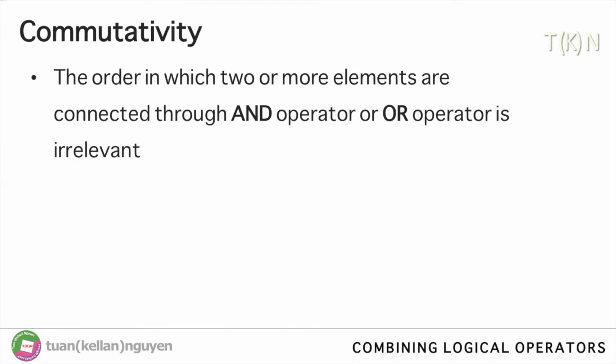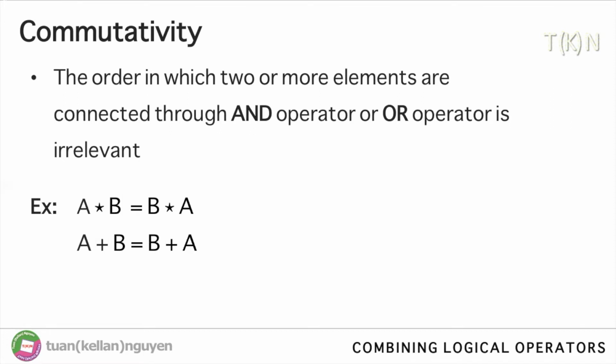First, the commutativity rule. This rule means the order in which two or more elements are connected through the AND operator or the OR operator is irrelevant. For example, A and B is equivalent to B and A. Likewise, A or B is equivalent to B or A.